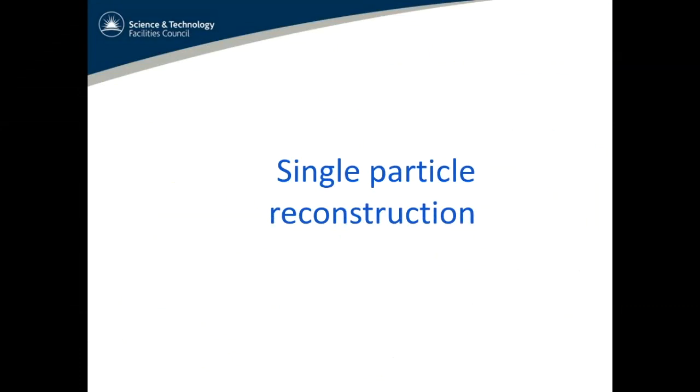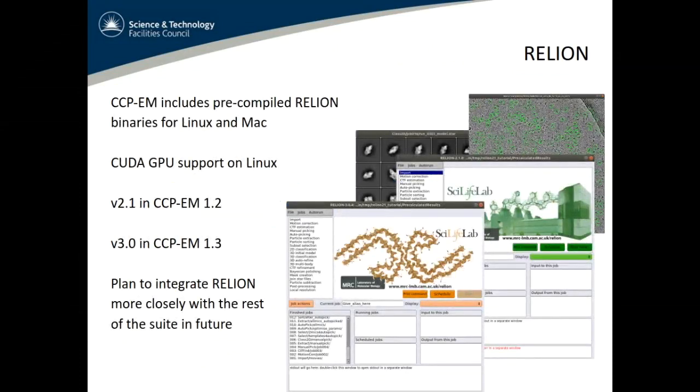I'll get started with single particle reconstruction. We've recently ventured into this area, and this is a collaboration with Sjors Scheres. So we now distribute a copy of Relion. This is pre-compiled Relion binaries, both for Linux and Mac. If you ever try to build Relion on a Mac, you'll know it can be a bit painful. So you can now get that through Ccp-Em with no problems. On Linux, we offer support for GPUs using CUDA. And if you get the latest version of Ccp-Em from our website, that has Relion 3.0 in it.